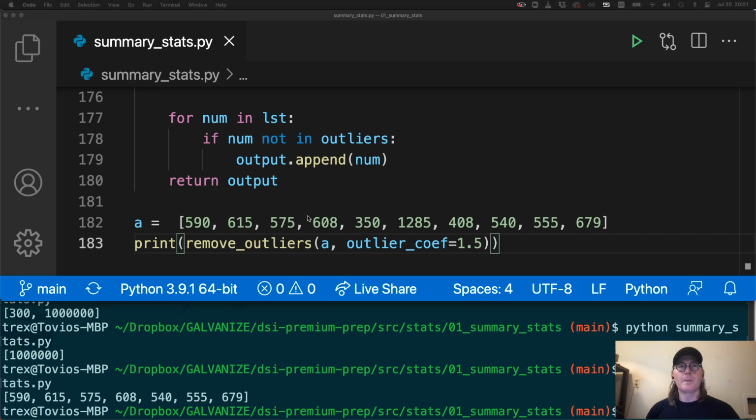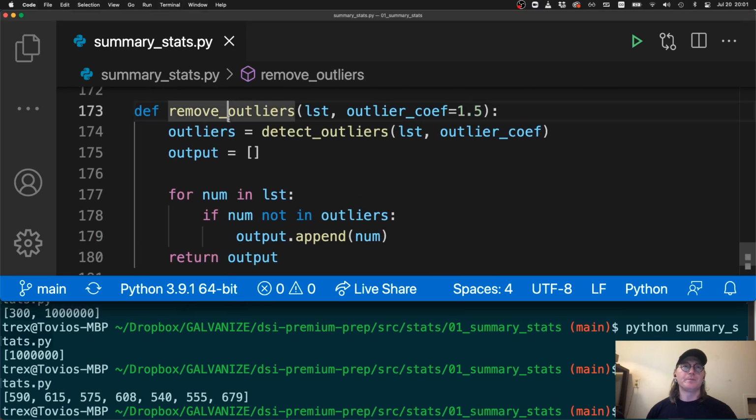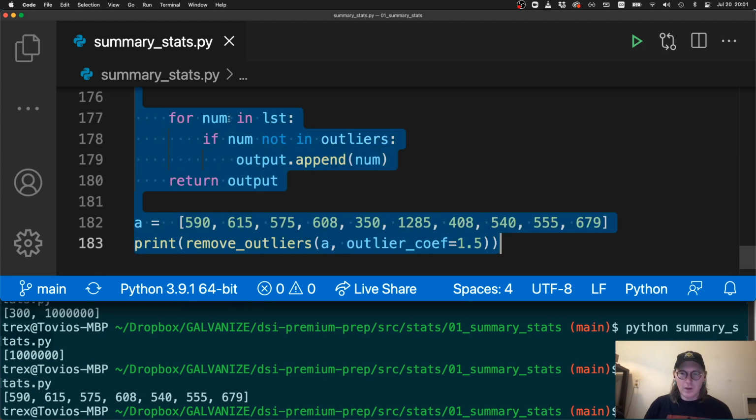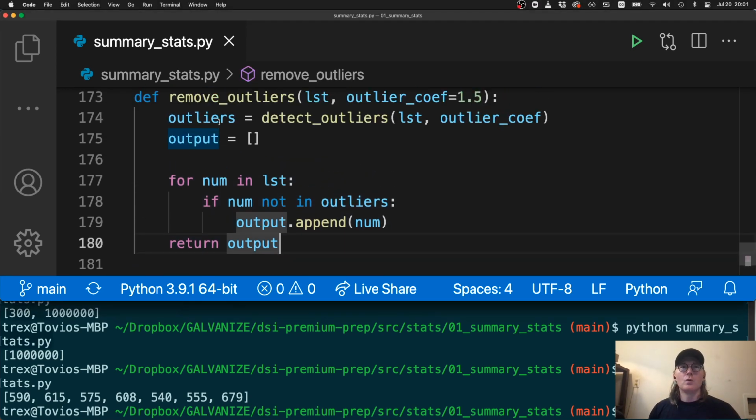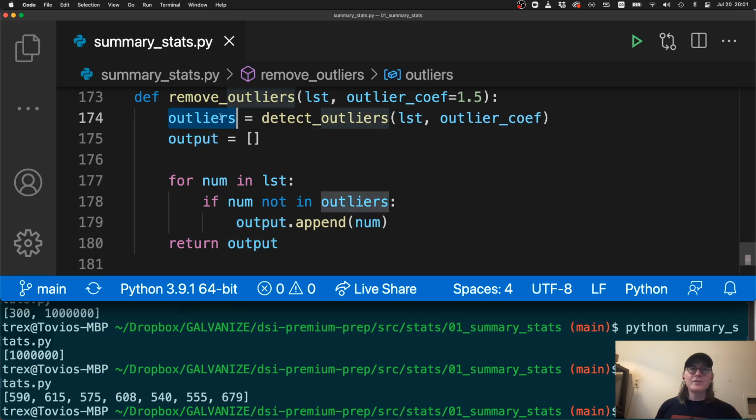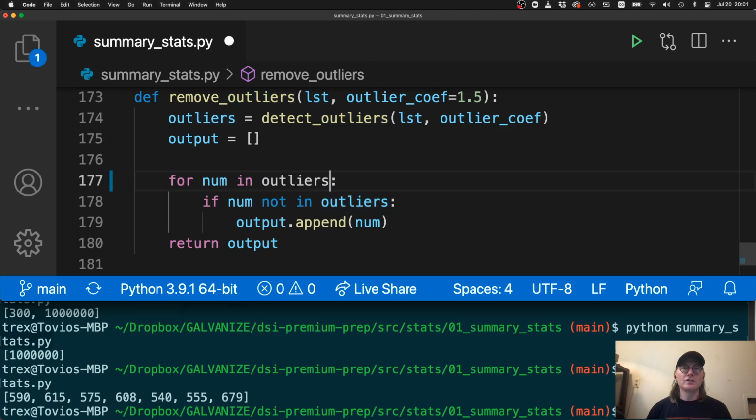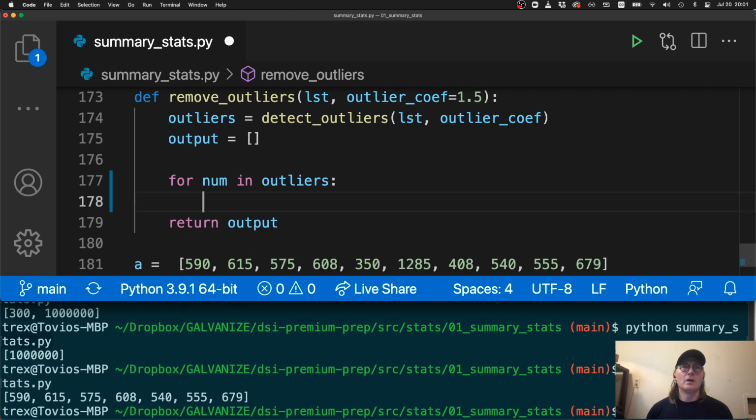Okay, so this is an additive approach, as I said. I want to also show you how to think about this in a more reductive way. So we get these outliers. Obviously, the list of outliers is going to be smaller than the original input list. So it might be nicer to iterate over our outliers. So for num in outliers, we would then want to check to see, we would then want to remove each of those numbers from our output, okay?